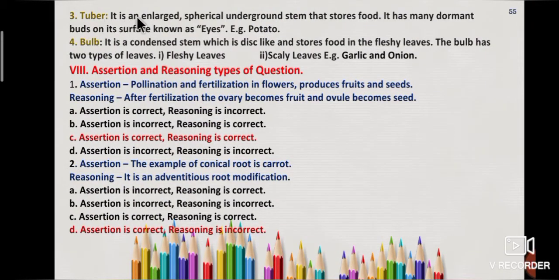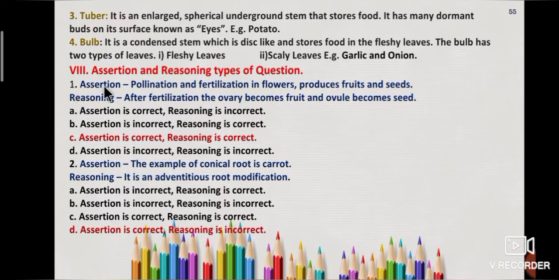Third one, tuber. It is an enlarged spherical underground stem that stores food. It has many dormant buds on its surface known as eyes. Example, potato. Fourth one, bulb. It is a condensed stem which is disc-like and stores food in the fleshy leaves. The bulb has 2 types of leaves. First one fleshy leaves, second one scaly leaves. Example, garlic and onion.